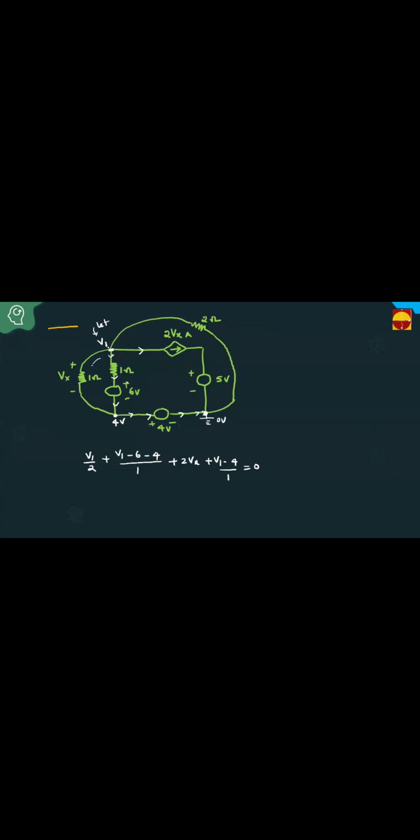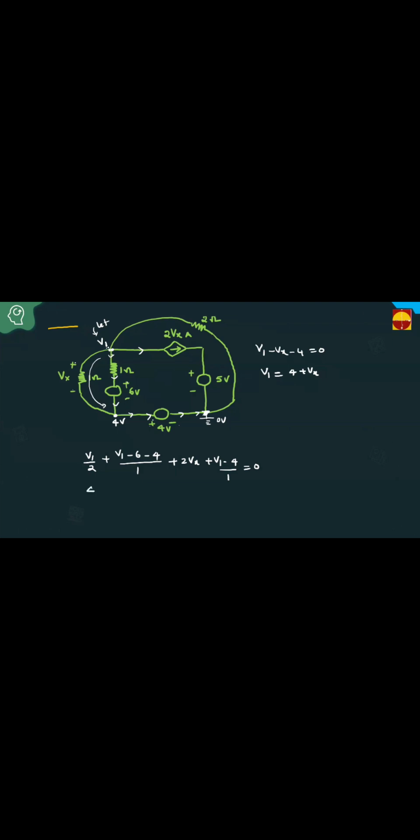If you apply the loop here, KVL, V1 minus Vx, positive to negative, minus Vx, up to this one. V1 minus Vx, positive to negative, minus 4, equal to 0. What is V1 equal to? 4 plus Vx now. V1 equal to 4 plus Vx or not? You take this path, sir, up to this. V1, positive to negative, minus Vx. This is positive to negative, minus 4, equal to 0.